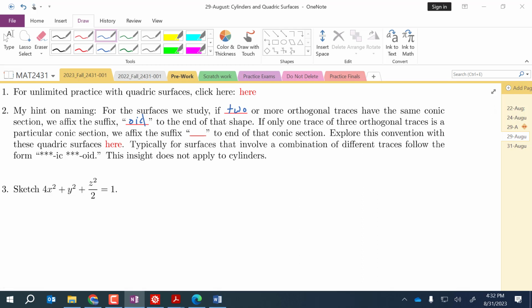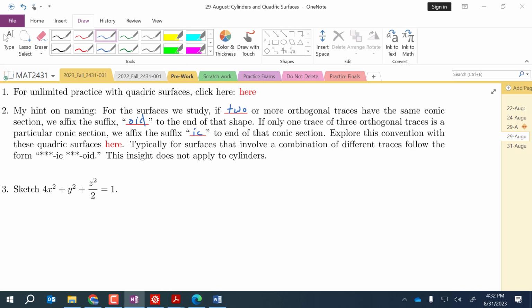If two of the traces have the same type of conic section, let me just make sure, if two or more, because in an ellipsoid all three traces are ellipses. If two or more of the traces are the same conic section, then we put the word oid at the end of that conic section. If only one trace of the three orthogonal traces is of a particular conic section, then we affix the phrase ic onto it. So this is just my observation, but I think it helps. Students have always struggled with naming these surfaces, and that's how I remember them.